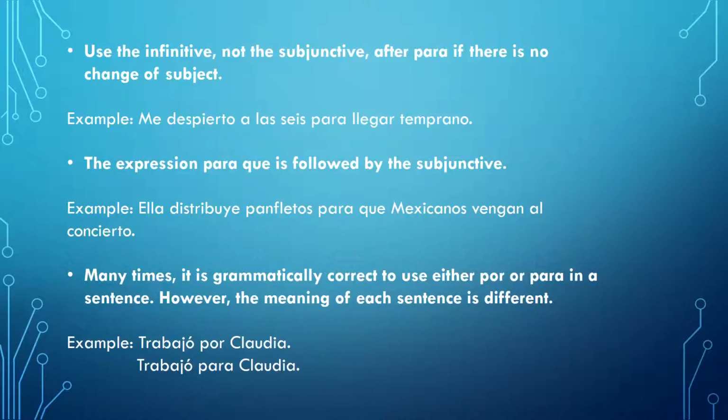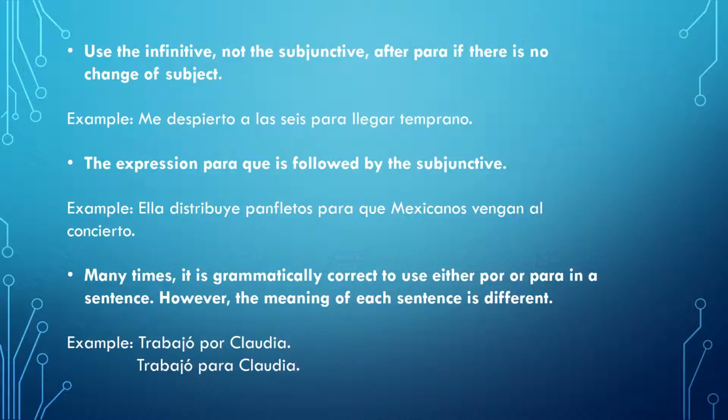The expression para que is followed by the subjunctive. An example would be, ella distribuye panfletos para que mexicanos vayan al concierto. So, she distributes flyers so that Mexicans will come to the concert.